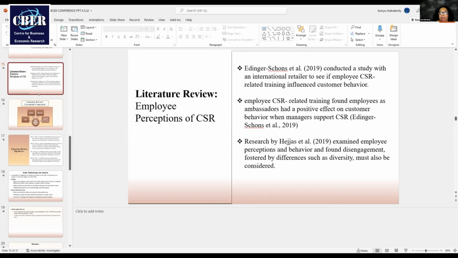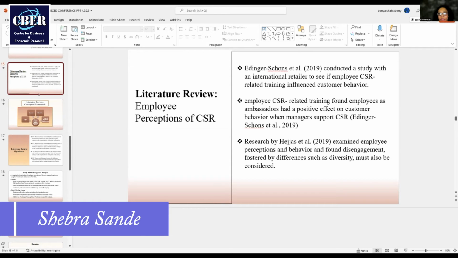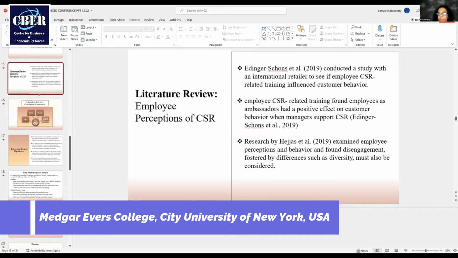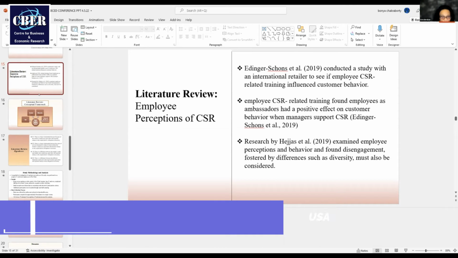An additional study by Hajas et al. in 2019 examined corporate social responsibility and employee perceptions through a concept called disengagement.